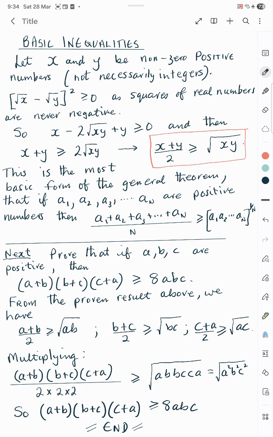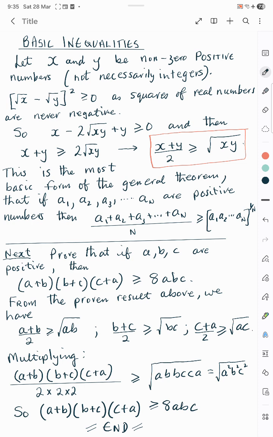Now, this is the most basic form of a general theorem that if a1, a2, a3 going up to an are n positive numbers, then the mean of those numbers, which we call the algebraic mean, which we get by adding them together and dividing by how many numbers there are, so that's a1 plus a2 plus a3 going all the way up to an divided by n, will be equal to or greater than the product of those numbers, a1, a2, an, and then that raised to the power of 1 over n. The left-hand side is called the algebraic mean, and the right-hand side is called the geometric mean.